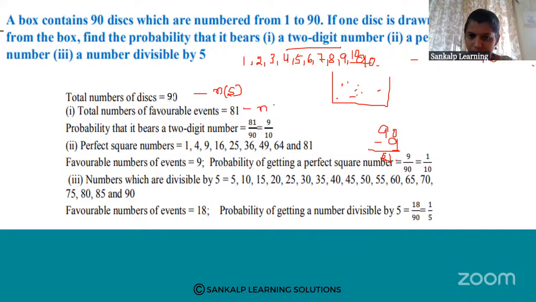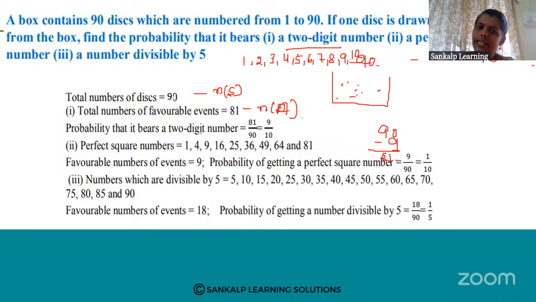Therefore, this is N of E. Okay, I will call it as N of A. The total number of favorable events is 81, 90 minus 9, because below 10, all the numbers are one digit. Okay. Above 10, all numbers are two digit numbers. But we don't want one digit number. Only we want two digit number. For that, 90 minus 9 is 81. So this is the favorable event or favorable outcome.